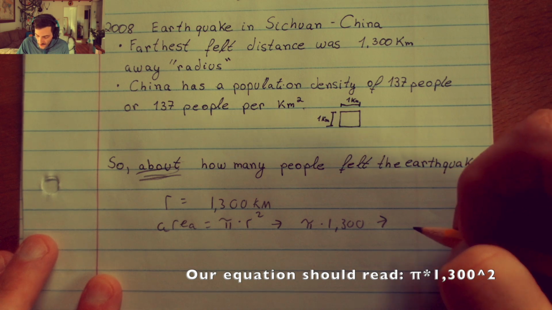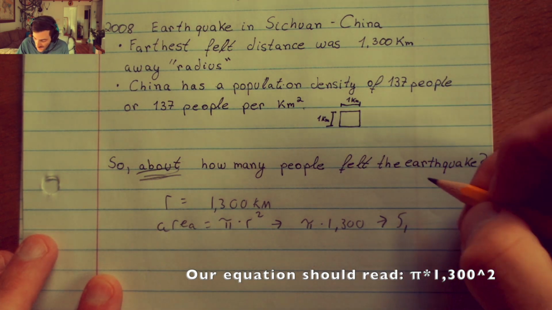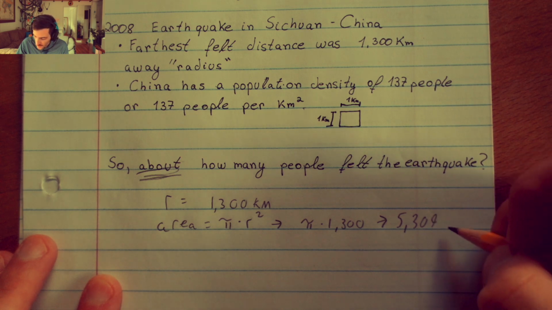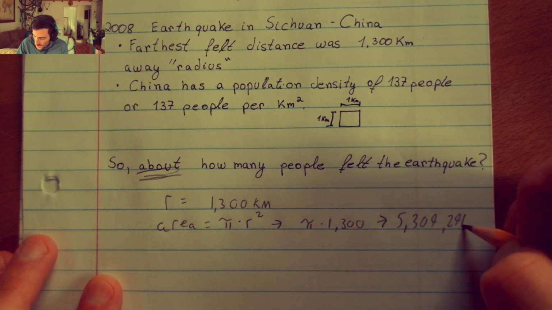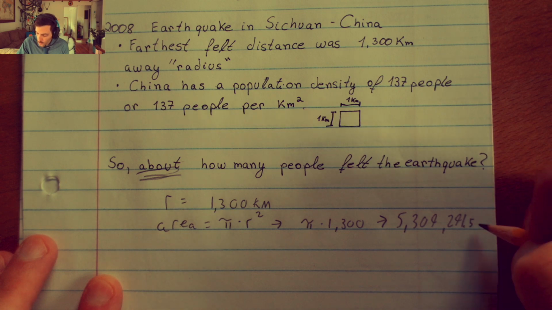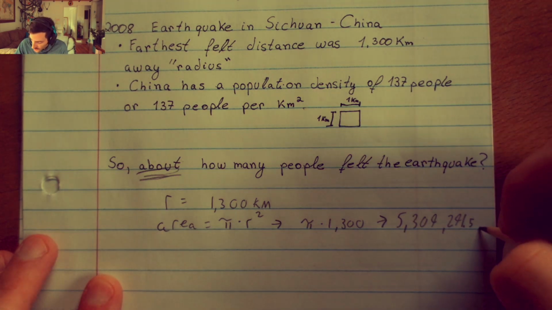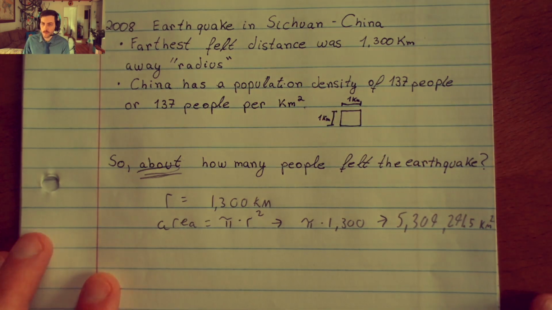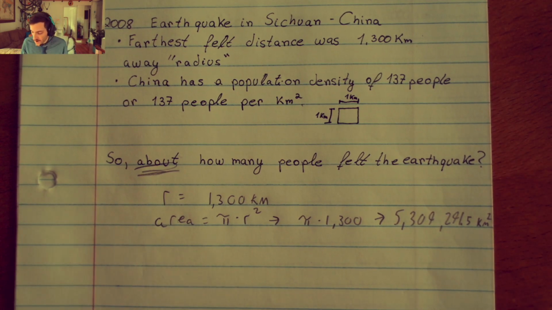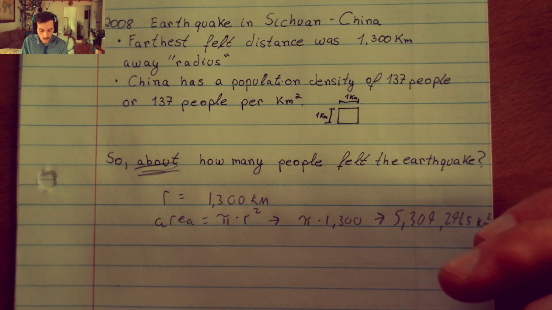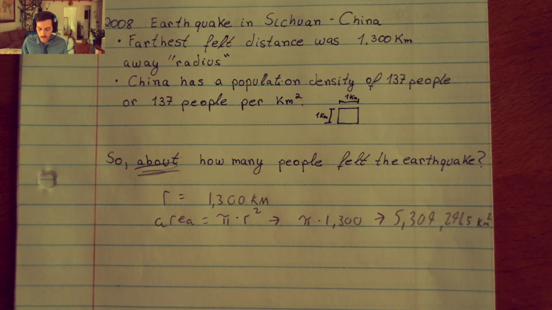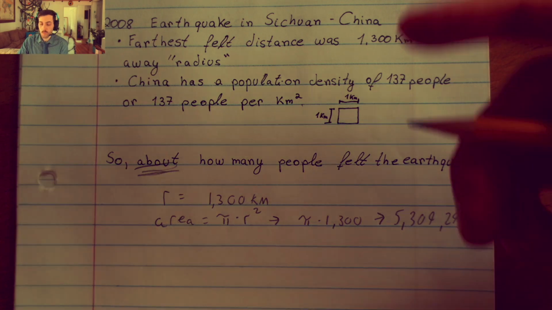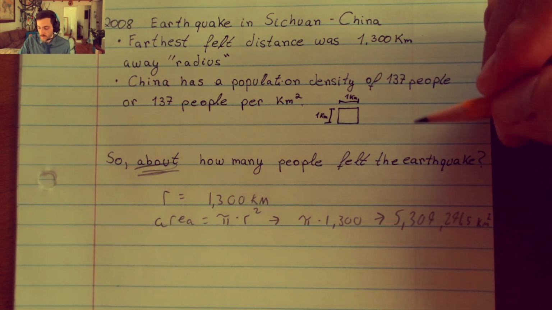We end up getting a value of 5,309,291.5 kilometers squared. So this is about the amount of surface area we would see in two dimensions, not accounting for something like mountains, which add distance and size for coverage. The next portion we're going to look at is applying this secondary factor, this secondary portion of our equation.